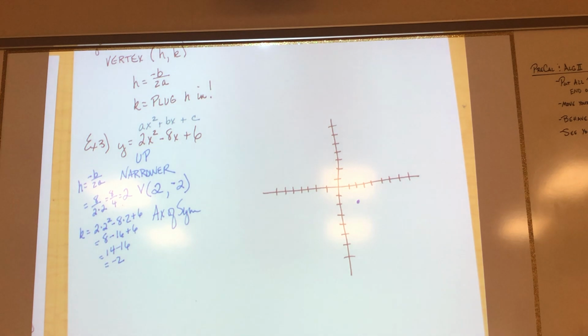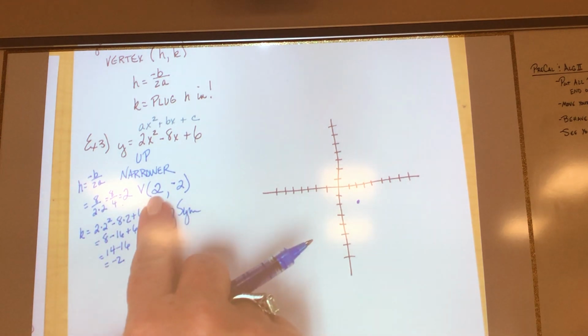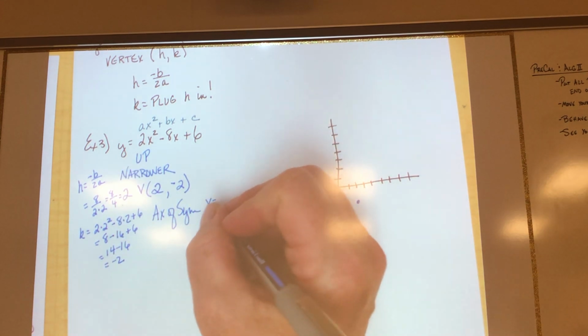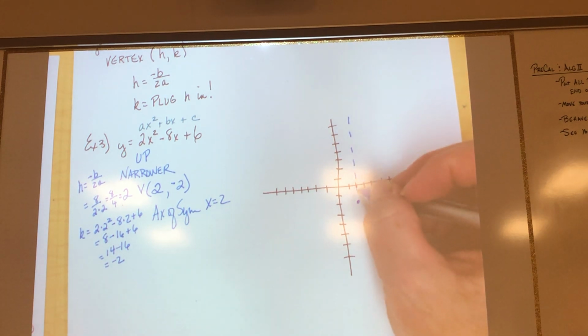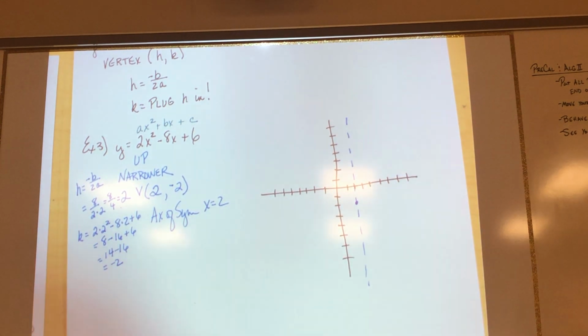What's my axis of symmetry? X equals 2. Oh, I did that wrong. X equals positive 2. Okay, what's the X value, guys, of your vertex? 2. So X equals 2. So we're going to draw a little axis of symmetry. Okay, now here's the big deal.